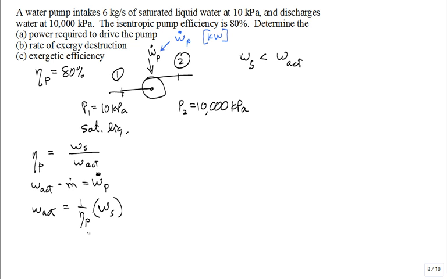Okay? How am I going to get the minimum work required to drive that pump? The goal of the pump is to boost the pressure from 10 to 10,000 kPa. How do I get that minimum work per unit mass? It's going to be reversible. That's exactly right. And there's a little shortcut.